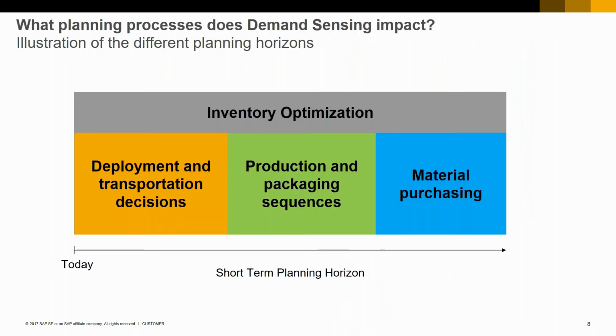If we look at what this can impact, this will differ based on different companies, right? So for most companies, a very near short-term forecast, so the next six weeks or so in daily buckets, probably impacts deployment or transportation decisions that you're making. So I'm sending from a distribution center to a regional distribution center. It might get into things like production packaging sequences and even possibly material purchasing, depending on the company. Clearly, with companies that have very long lead times for manufacturing and or procurement, it's probably more on the deployment and transportation decisions as opposed to material purchasing. But there is a range of things that it could take into account.